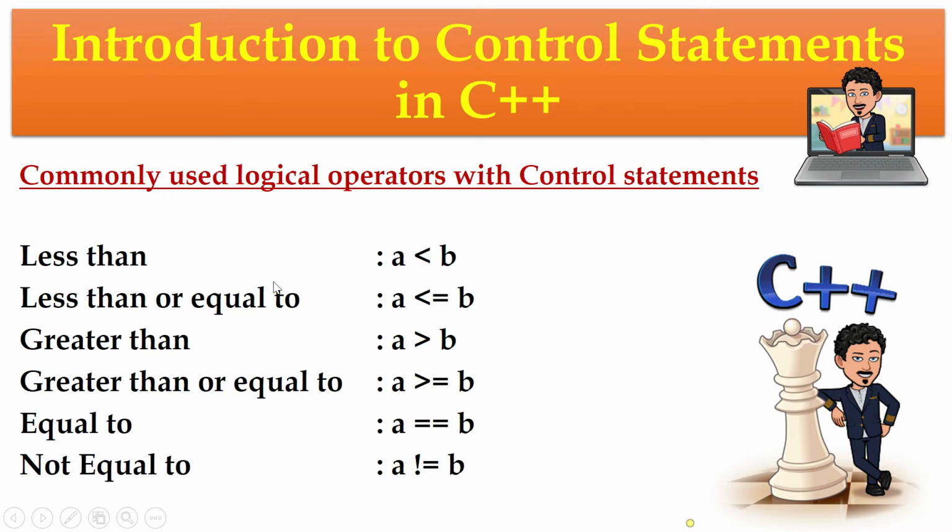Less than, so A is less than B, A is less than or equal to B, A is greater than B, A is greater than or equal to B, and A double equal to B. If you want to compare the values of A and B, we use double equal to, and A not equal to B. So these are the most commonly used logical operators along with control statements.